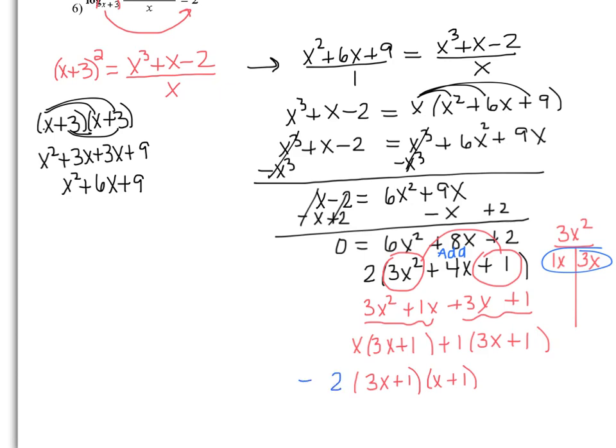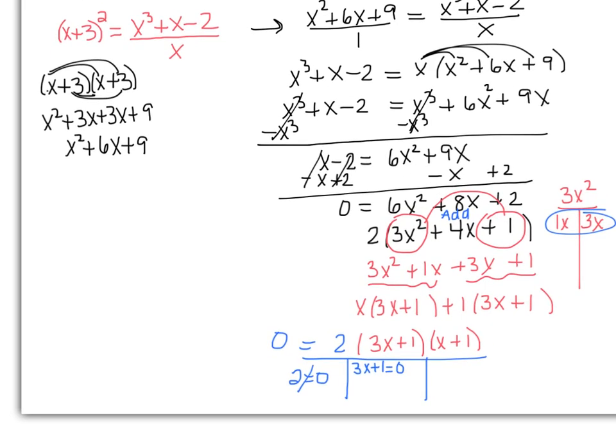2. All equals 0. And then do a t-chart. Can 2 equal 0? No, we reject that. 3x plus 1 equals 0. So quickly, I'm just going to write x equals negative 1/3. You'd have to do the math. I'm running out of room. X plus 1 equals 0, minus 1. X equals negative 1. So these two are your potential values for x.